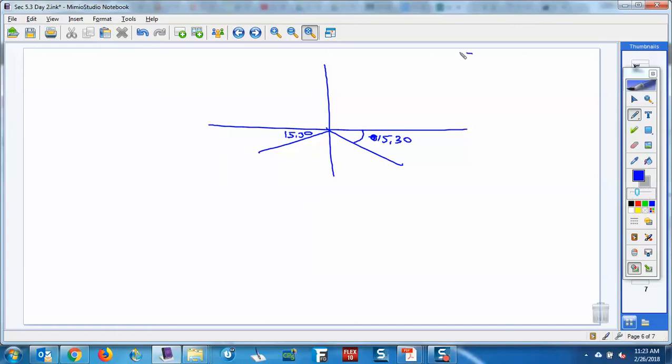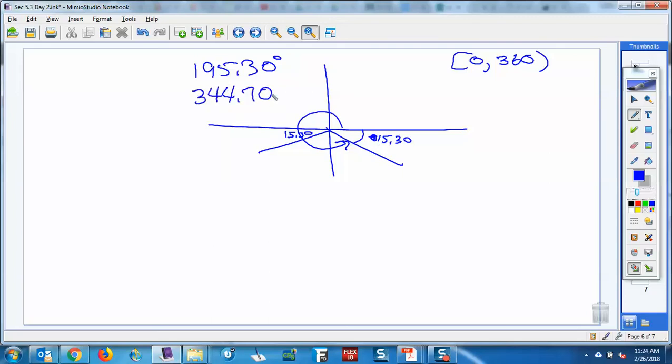No, because the directions would have been that your answer has to be between 0 and 360. Negative 15.30 is not between 0 and 360. Okay? Now, this is a little bit of a technicality. I probably would let you off the hook on this one, but if it says 0 to 360, you need to do 180 plus 15, so that'd be 195.30 would be one of your answers. And then how do you get this one? 360 minus 15.30, so that would be 344.70, right? Those would be your two answers.